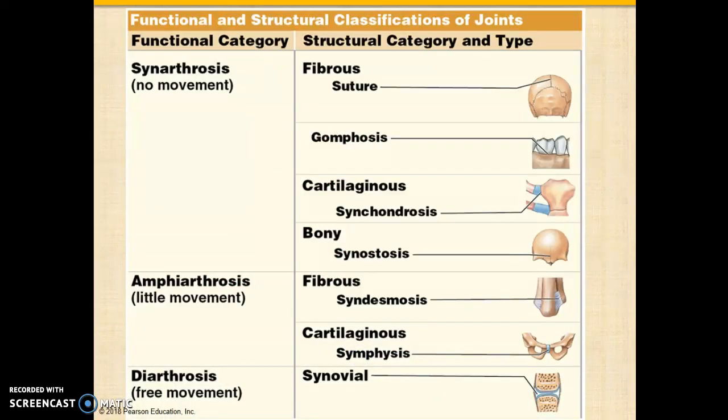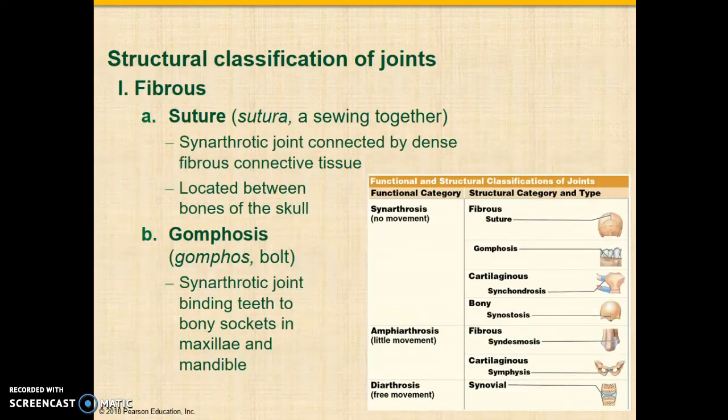Be comfortable with this chart. Know your functional categories as well as your structural categories with an example of each. We'll go over each type. The structural classification begins with fibrous joints. A suture is a fibrous joint. Sutures are located in the cranium and hold bones together. A gomphosis is what holds our teeth into their sockets.